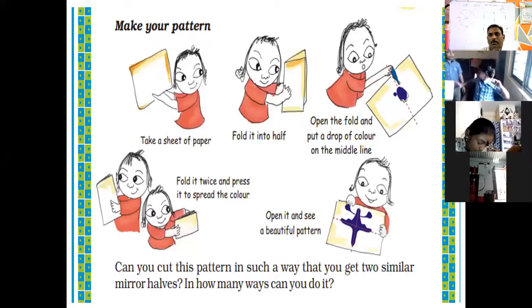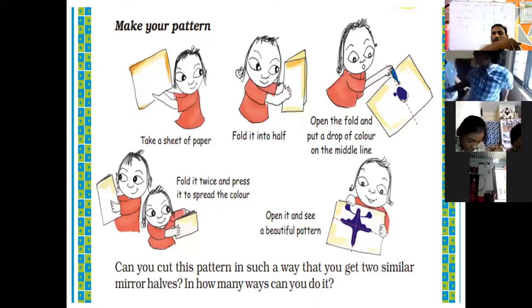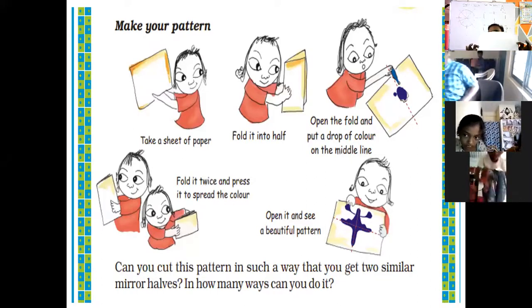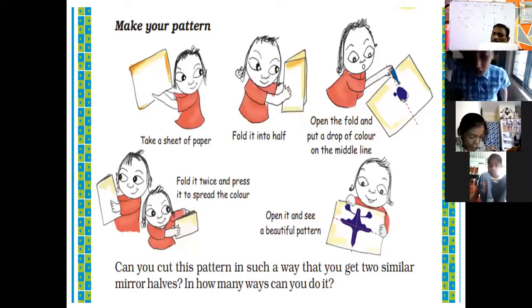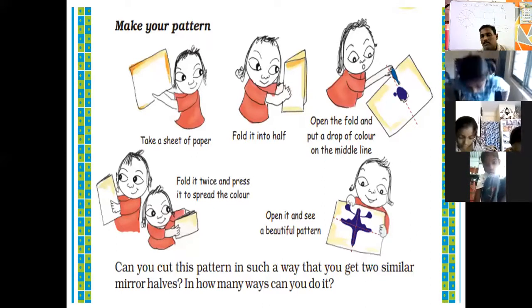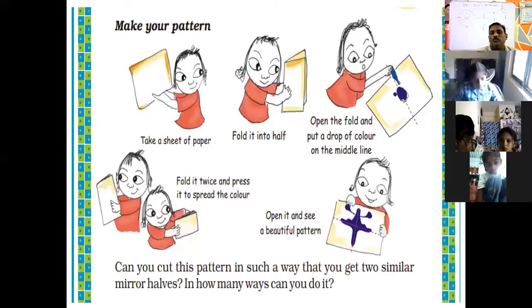Take a sheet of paper, fold into half. Drop a color exactly on the middle line and fold. And you have to spread like this. Then you will get two mirror images. Different shapes you will get. You can try this at home.